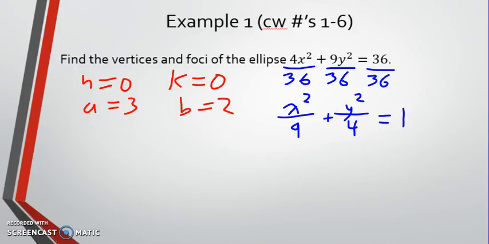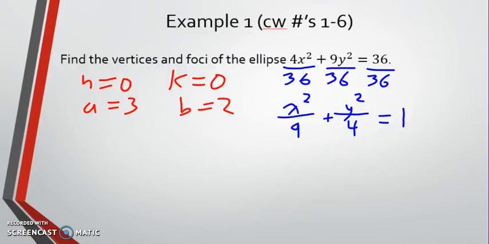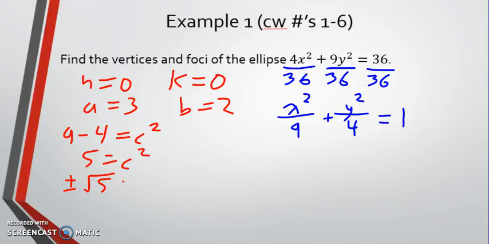So try to make a habit of just starting off and listing those 4 important values. And a lot of times you're also going to have to go the next step and figure out the value C. To solve for c, I'm going to have to subtract b squared from a squared. So I'm going to write a squared minus b squared equals c squared. So in this case, 9 minus 4 equals c squared. And then if I solve that equation, I'm going to get that c equals plus or minus square root of 5.